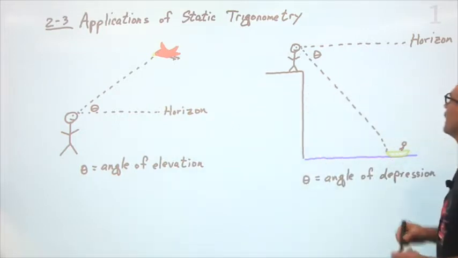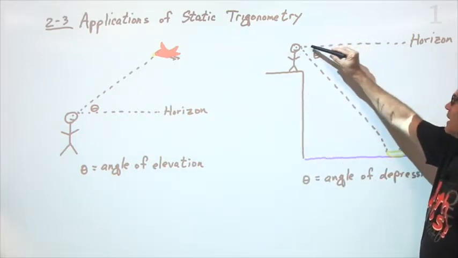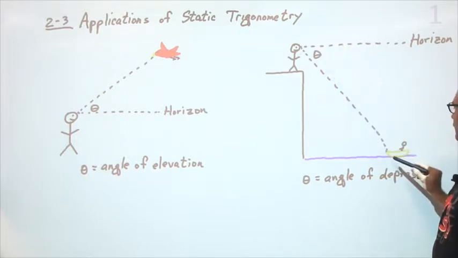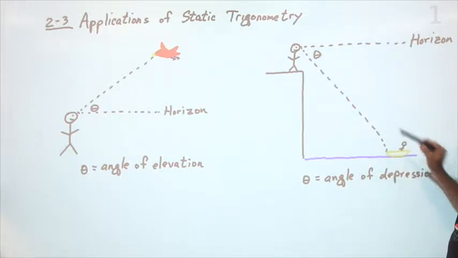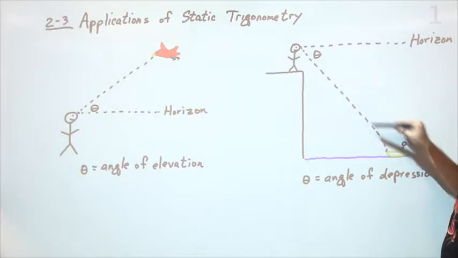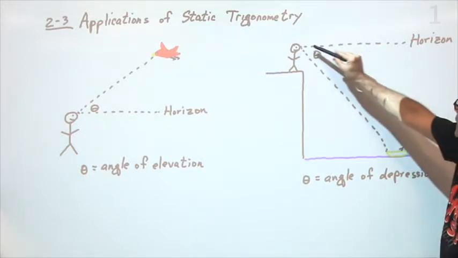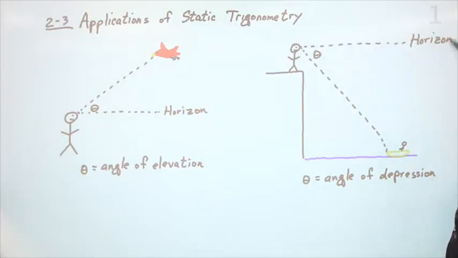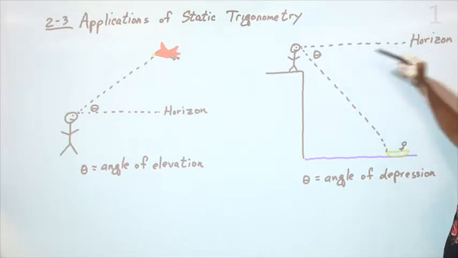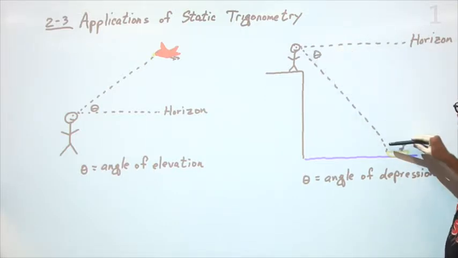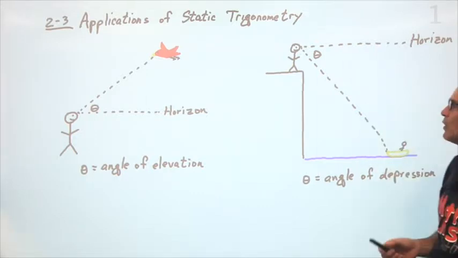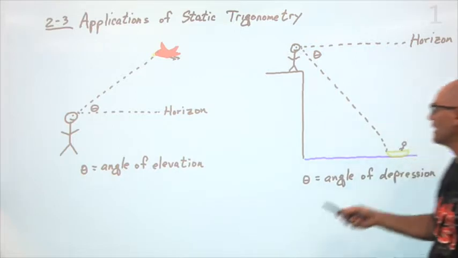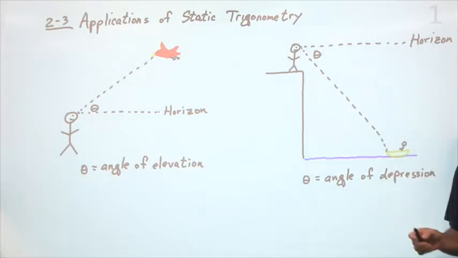Now, let's say a person's on a cliff looking down at the ocean, and here's a person in a yellow kayak, just like mine. The person up on the cliff is looking down. The horizon is still directly horizontal from his view, but when he's looking down, this is called the angle of depression. So looking up, angle of elevation; looking down, angle of depression.